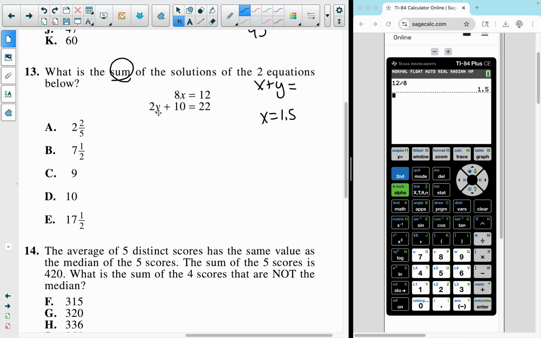I'm going to solve for y. I have 2y plus 10 equals 22. This is a two-step equation. Take away the 10, so I'm going to do 22 minus 10. And then I have to divide by the 2, all in the calculator. I just divided by 2, so it tells me that the last answer divided by 2 is 6. So x is equal to 1.5 and y equals 6. So I would do the sum, 1.5 plus 6 is 7.5. So I know it's not A, not D, not E. 7.5 is 7.5.